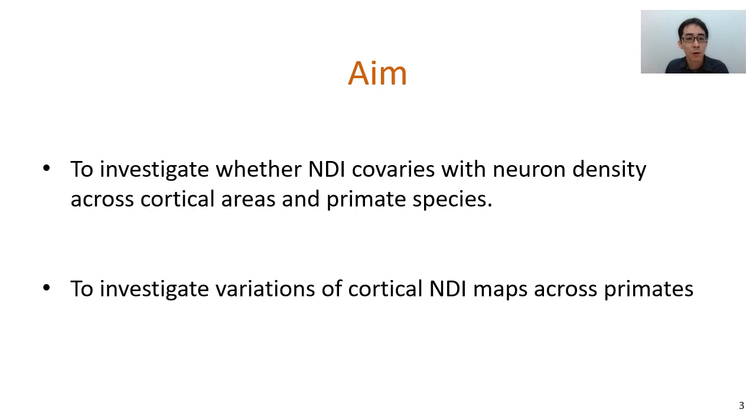So, the aims of this study are to investigate whether NDI covaries with neuron density across cortical areas and primate species. We correlate diffusion-based NDI with IF-based neuron density. The second aim is to investigate variation of cortical NDI maps across primates to understand the homology across species.